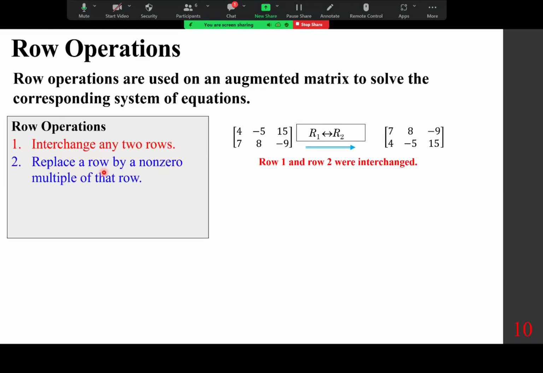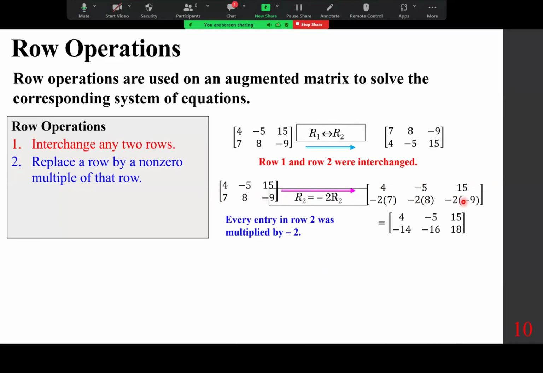The second one: we can replace a row by a non-zero multiple of that row. For example, if I write R sub 2 equals -2 R sub 2, that means the new row is multiplying the second one by -2. So -2 times 7, -2 times 8, -2 times -9. Of course the first row doesn't change, but the second becomes -14, -16, +18. So what are we doing? Every entry in row 2 was multiplied by -2.